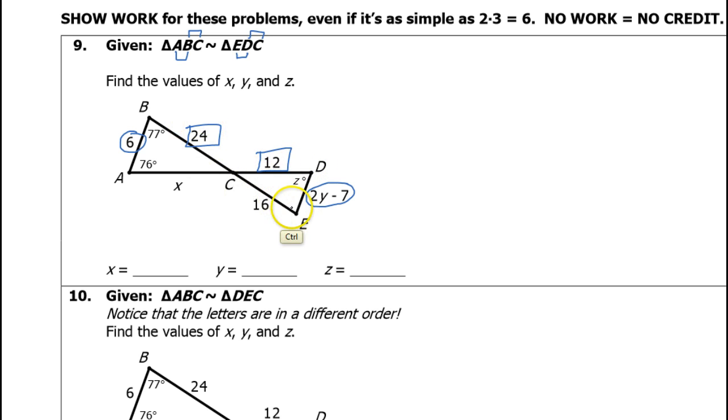See, if you were just guessing, you might have thought that the 24 and the 16 were corresponding. So you really had to use the similarity statement to see that BC corresponds with DC. The 24 goes with the 12, not the 16. Okay, that leaves the X, side AC, the beginning and the end, to be corresponding with the side EC, which is the 16. Alright, so I've used shapes to match up my corresponding sides.